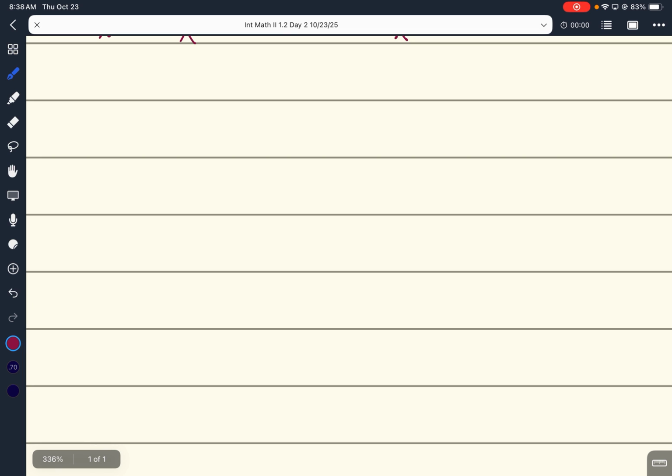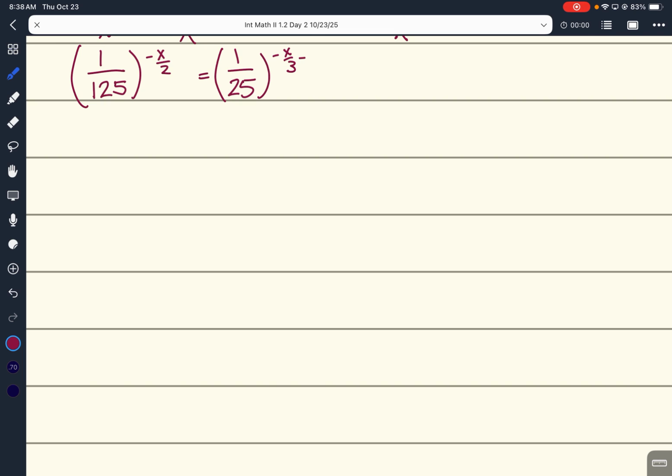So I've got 1 over 125 to the negative x over 2 equals 1 over 25 to the negative x over 3 minus 2.